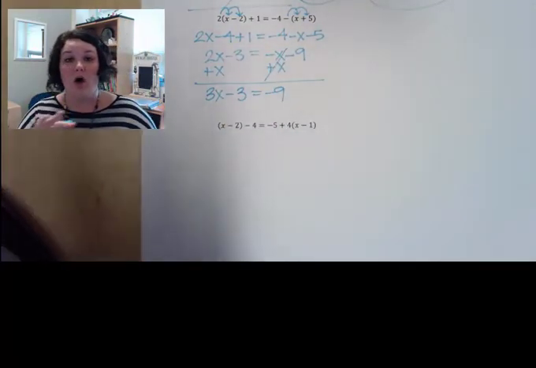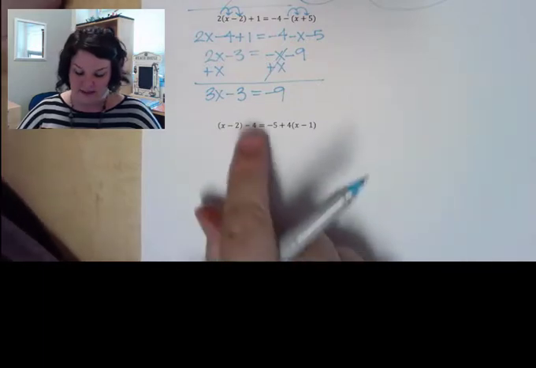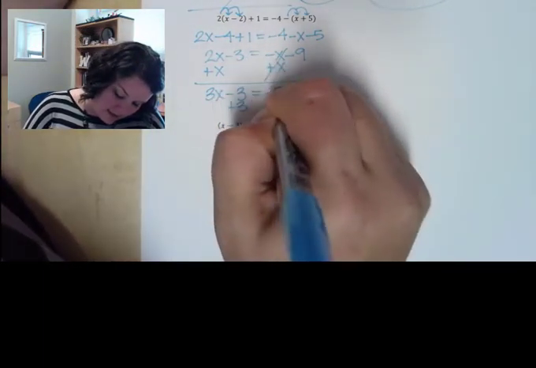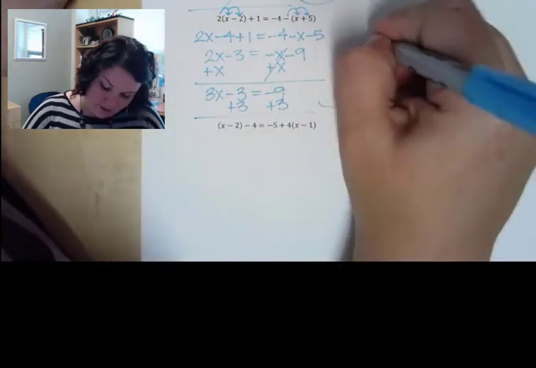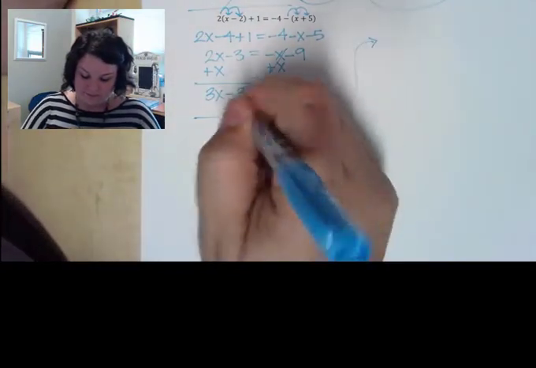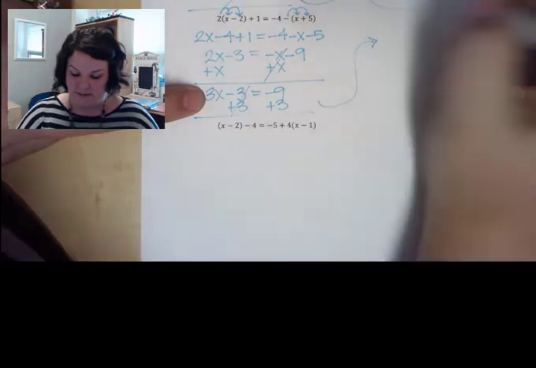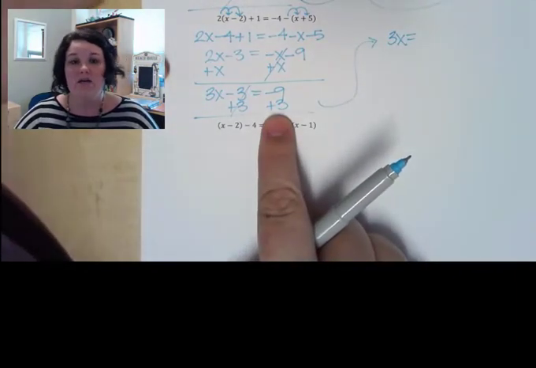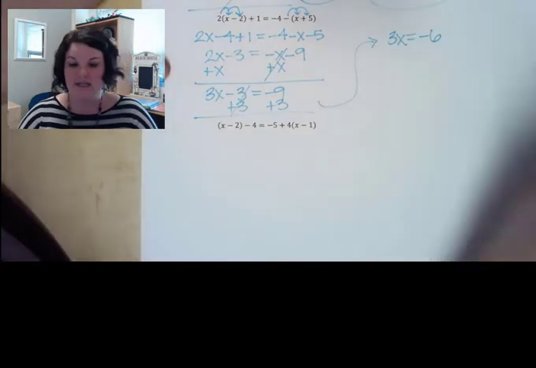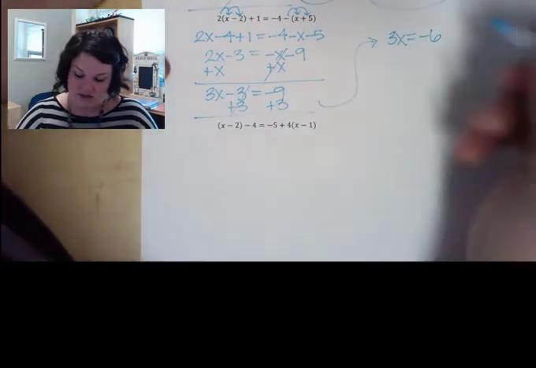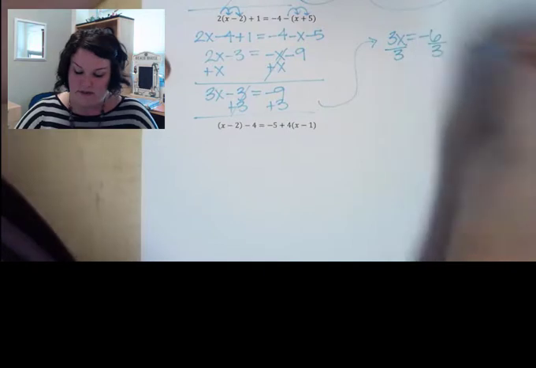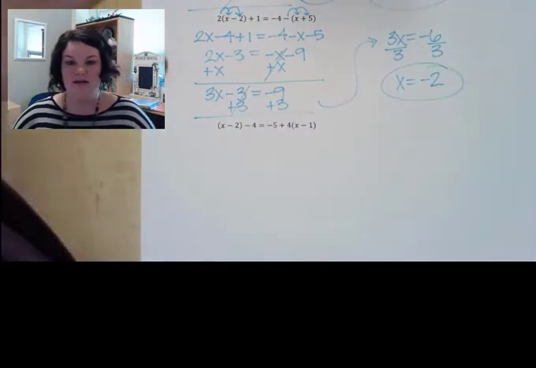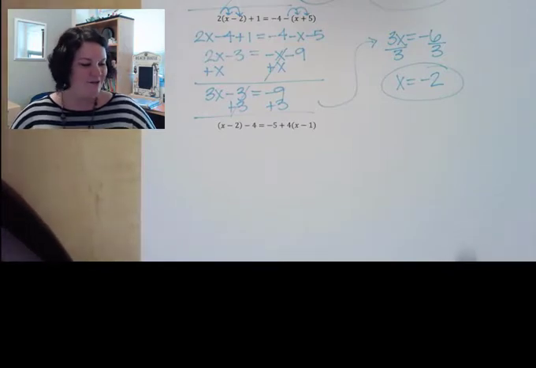And now I want to move all my constants to the other side. So I need to move this 3 over here with the 9. So I'm going to add 3 to both sides. And I ran out of room again, so I'm going to move up here. So on the left, I now just have my 3x. And on the right-hand side, -9 minus 3 leaves me with a -6. And then my last step is just to divide off that 3. So I end up with x is equal to -2. Okay, not too bad? Not too bad.